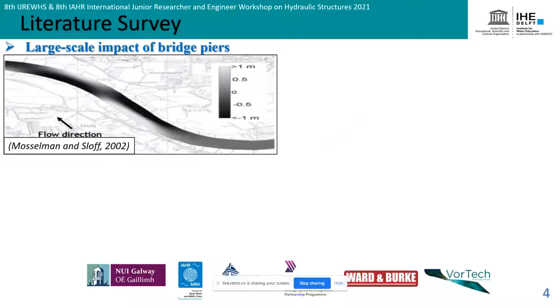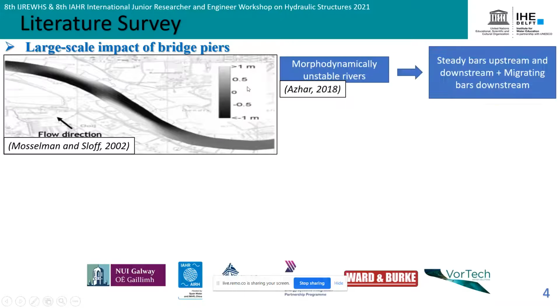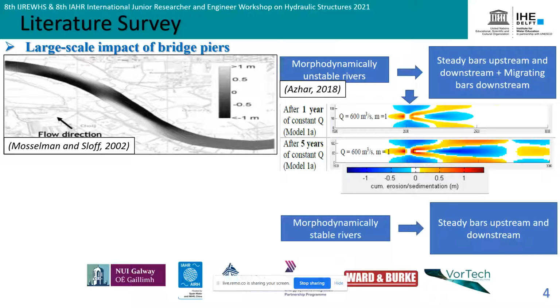About the large-scale impact, Musliman and Kislov concluded that scour holes concentrate the flow and create bars and sedimentation on the upstream side of their location, while Azhar concluded that in a morphodynamically unstable river, bridge piers form steady bars upstream and downstream, plus migrating bars forming further downstream, while in a morphodynamically stable river, only steady bars form upstream and downstream without any further migrating bars.